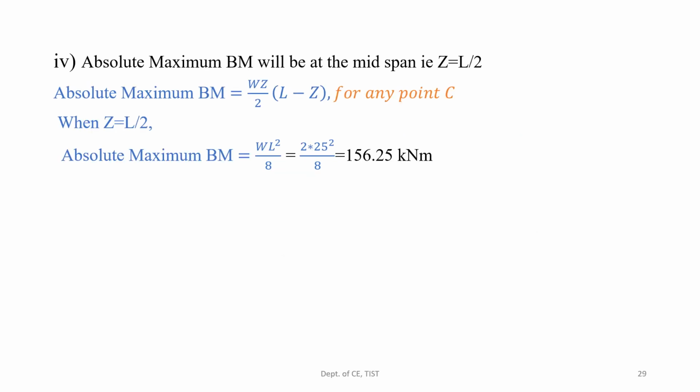Now coming to the absolute maximum bending moment, and it occurs when the UDL is in the midspan, that is Z is equal to L by 2. So the equation is WL square divided by 8. That means when a simply supported beam carries a UDL for the entire span, the absolute maximum bending moment would be equal to WL square by 8. And that's equal to 156.25 kilonewton meters.